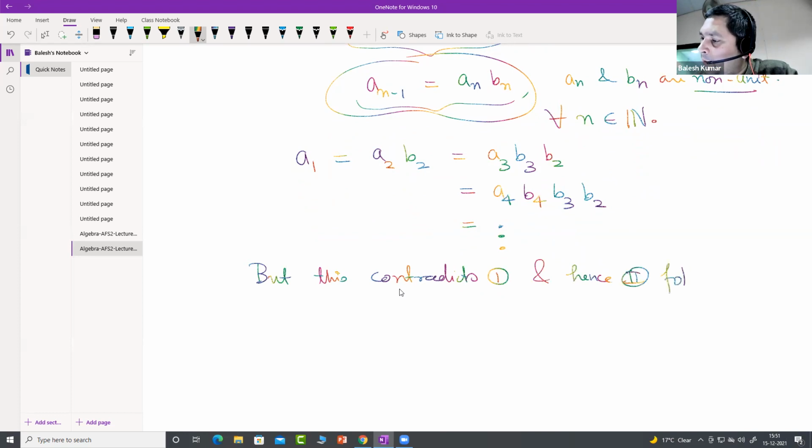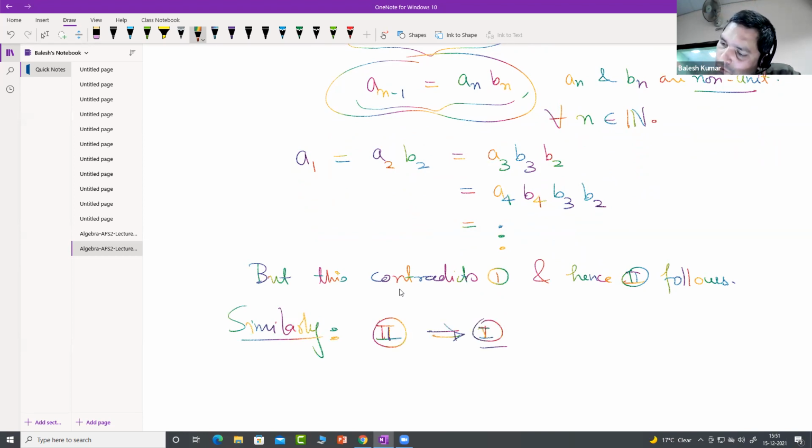Similarly, you can prove two implies one, and the method is the same: one needs to assume two and then prove one, again going through the method of contradiction. Suppose the first statement is not true, then whatever consequences you get will contradict the second condition. Okay, so far so good.